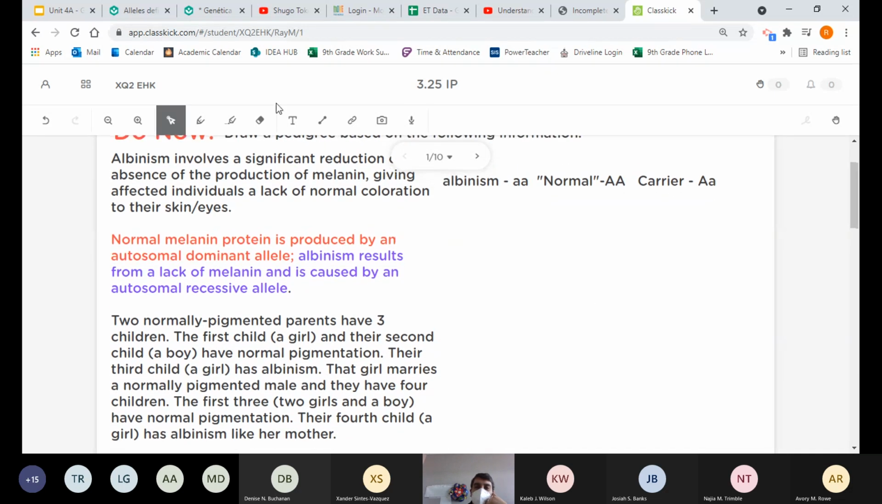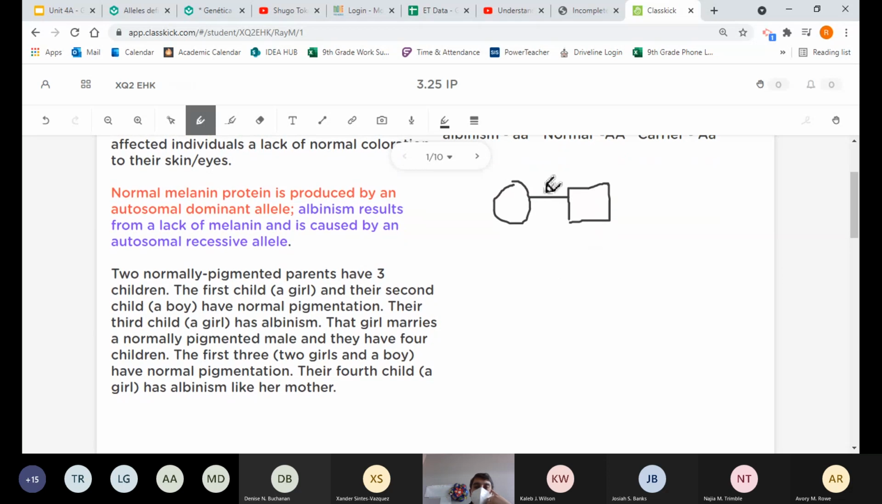Okay, so let's get into the description of the family. Two normally pigmented parents, so that means you're going to have a mom and a dad. They are not going to be filled in because we're told that they have normal pigmentation. They have 3 kids. The first child is a girl. Their second child is a boy, and they have normal pigmentation. Their third child, a girl, has albinism.